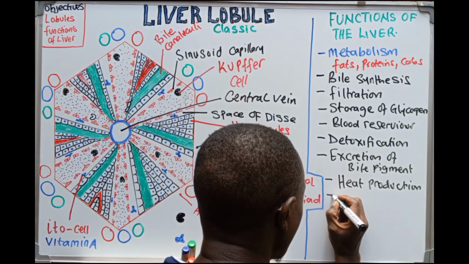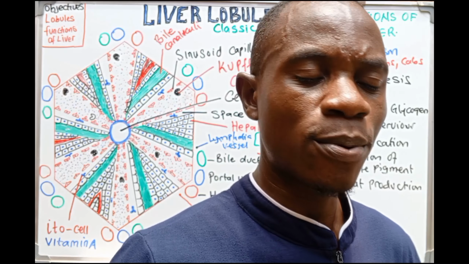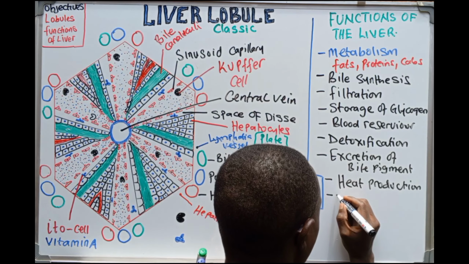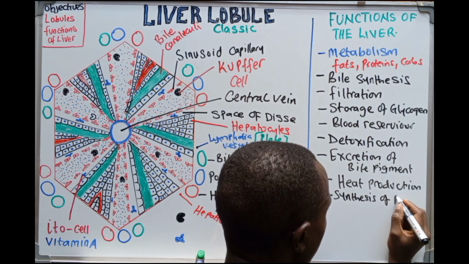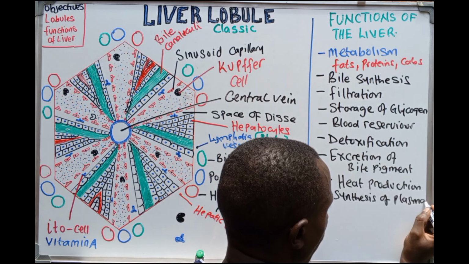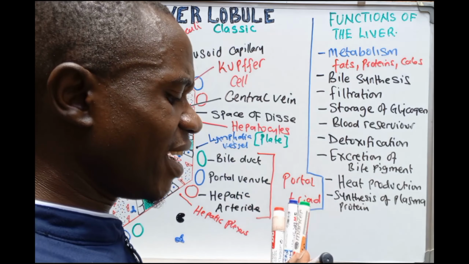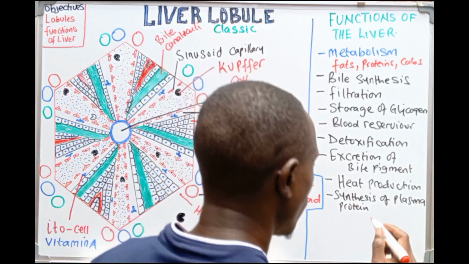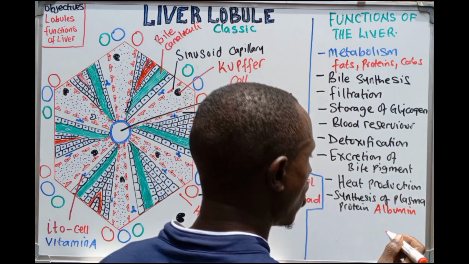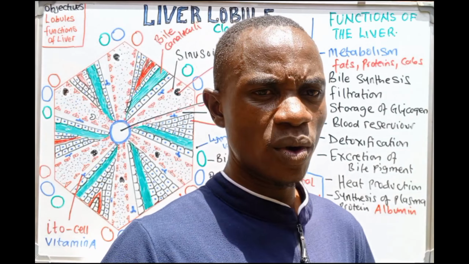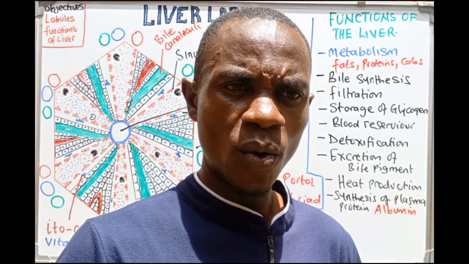Another very important function of the liver is synthesis of plasma proteins. Here the classic example is the protein albumin, which maintains the oncotic pressure, keeping fluid from leaving the blood vessels, which might otherwise lead to edema.